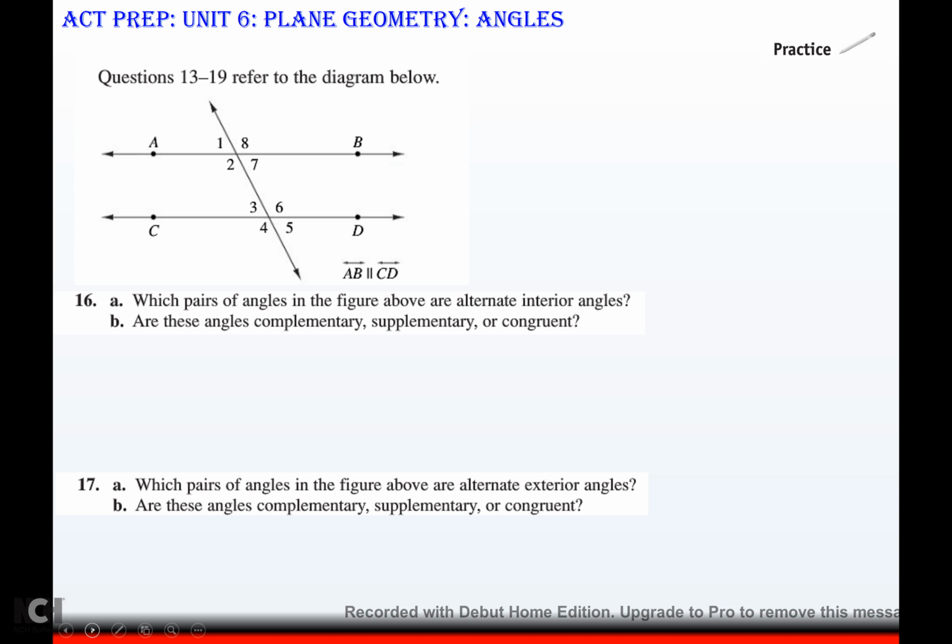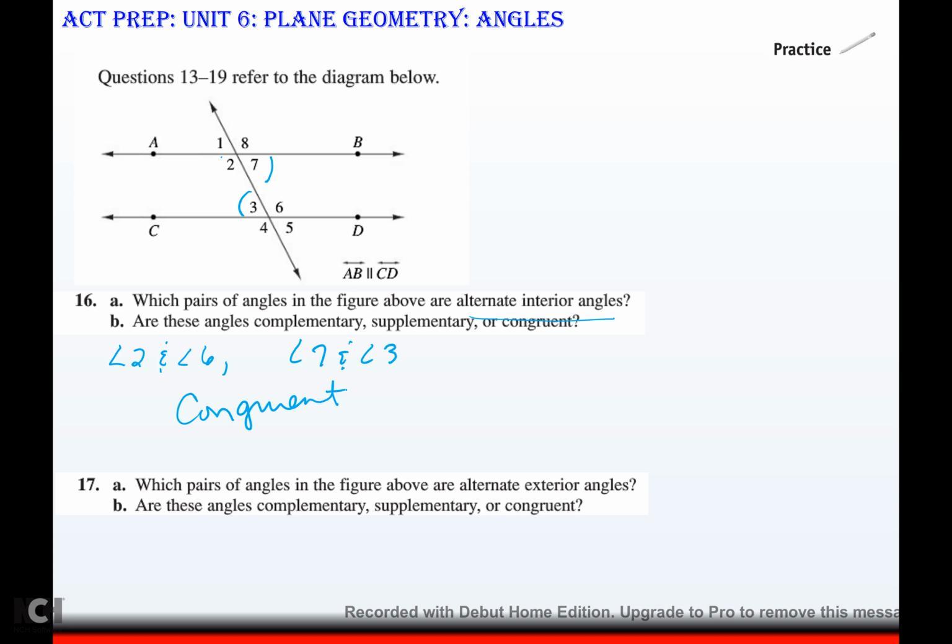Just checking. Alright, 16. Which pairs of angles in the figure above are alternate interior angles? Alternate interior means inside the parallel lines but opposite sides of the transversal. So that would be angle 2 and angle 6. Okay, then my other alternate interior would be angle 7 and angle 3. And we know that alternate interior angles are congruent.